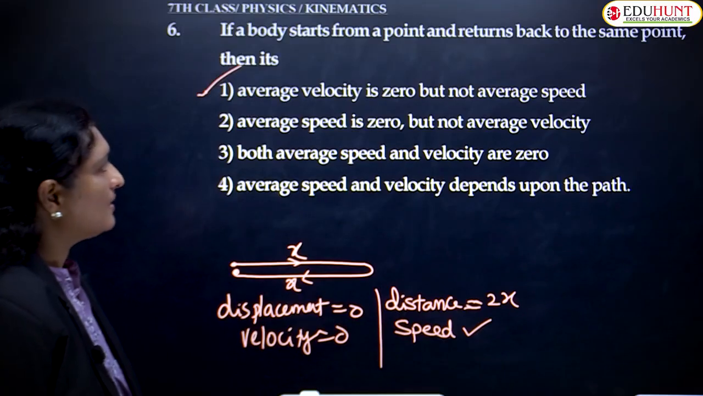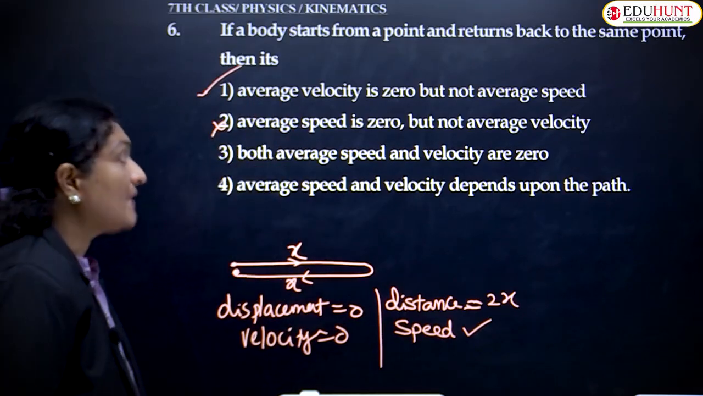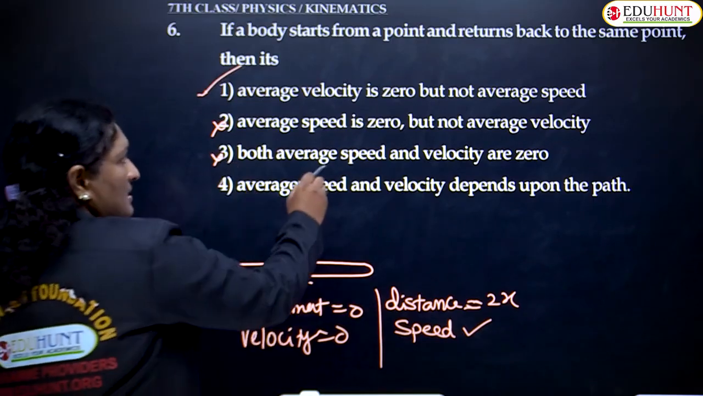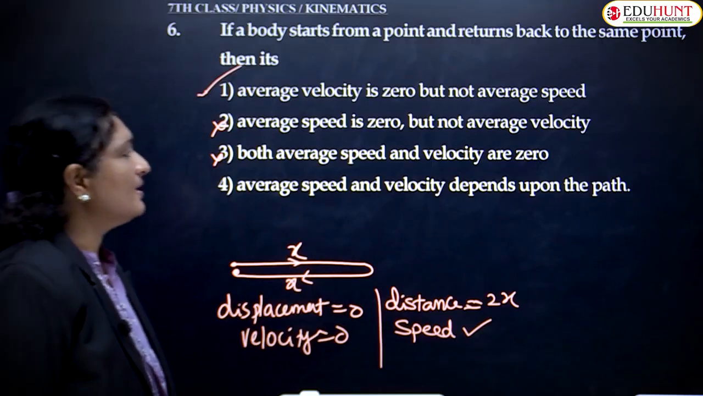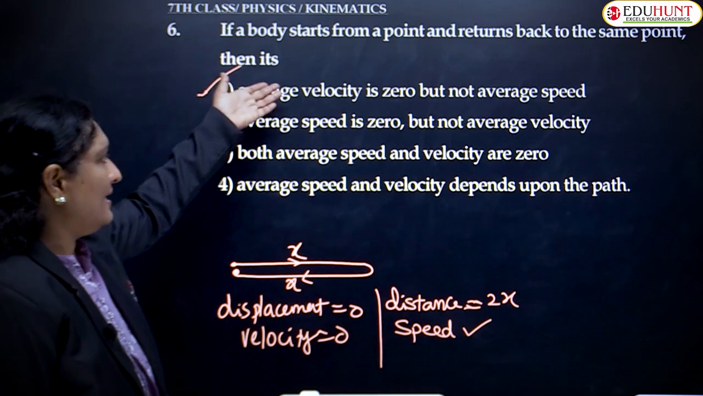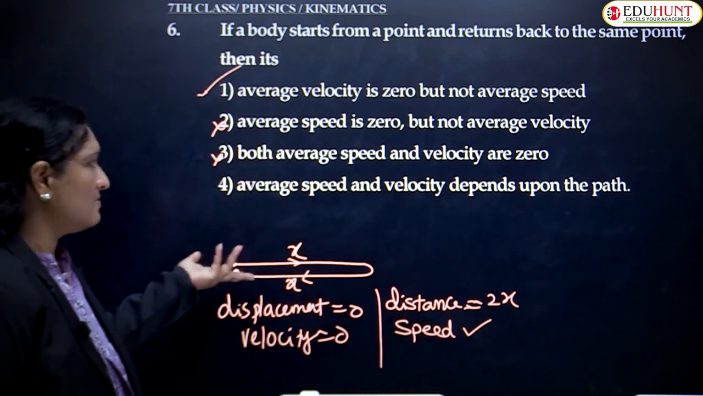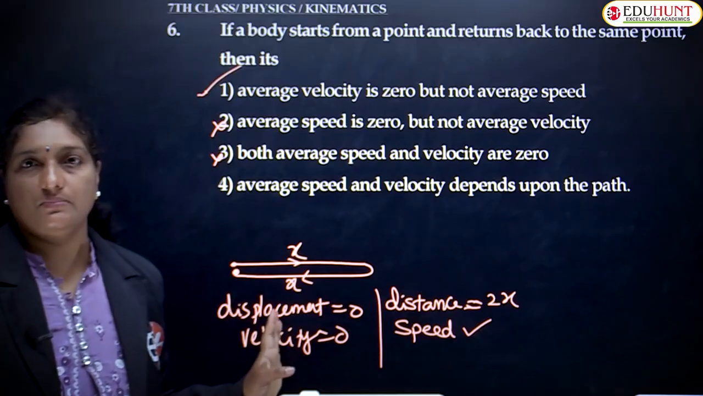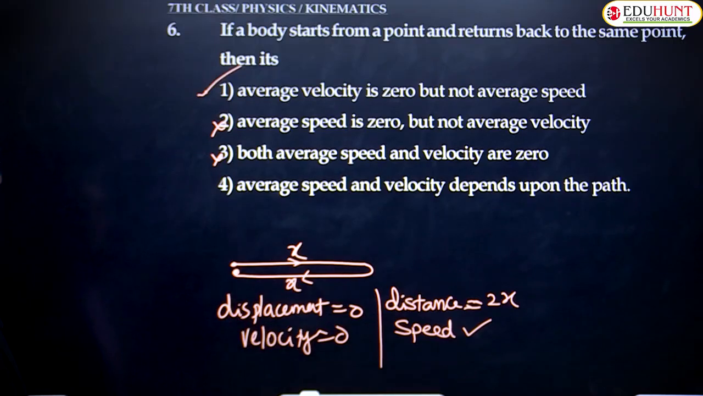Average speed is 0 but not average velocity? No. If that were true, how can it be? Both average speed and velocity are 0? No. Average velocity is 0 but average speed is not 0. Average speed and velocity depend upon the path. Of course it is clear, no? Depends upon the path means, where is the path for velocity? For average velocity there is no path because initial and final are the same. Okay, so no need to discuss in detail. So the first option is the true option.